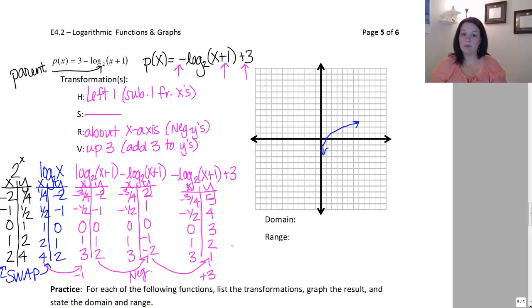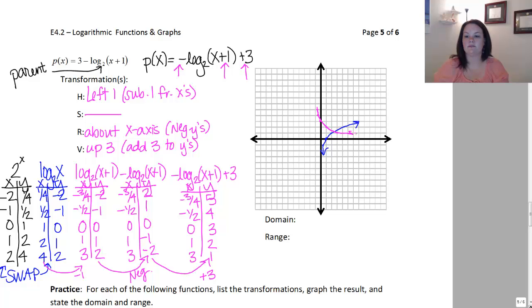So I'm going to go ahead and graph my new points and see if I can figure out this shape. So at negative 3/4, I'm up at 5. 1, 2, 3, 4, 5. At negative 1/2, I'm at 4. At 0, I'm at 3. At 1, I'm up at 2. At 3, I'm up at 1. Okay, so I can see the general shape.